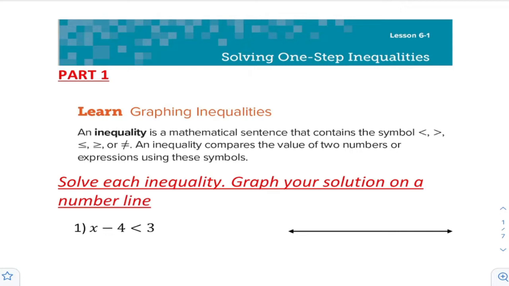Let's learn graphing inequalities. First, what is the meaning of inequality? The inequality is المتباينة.